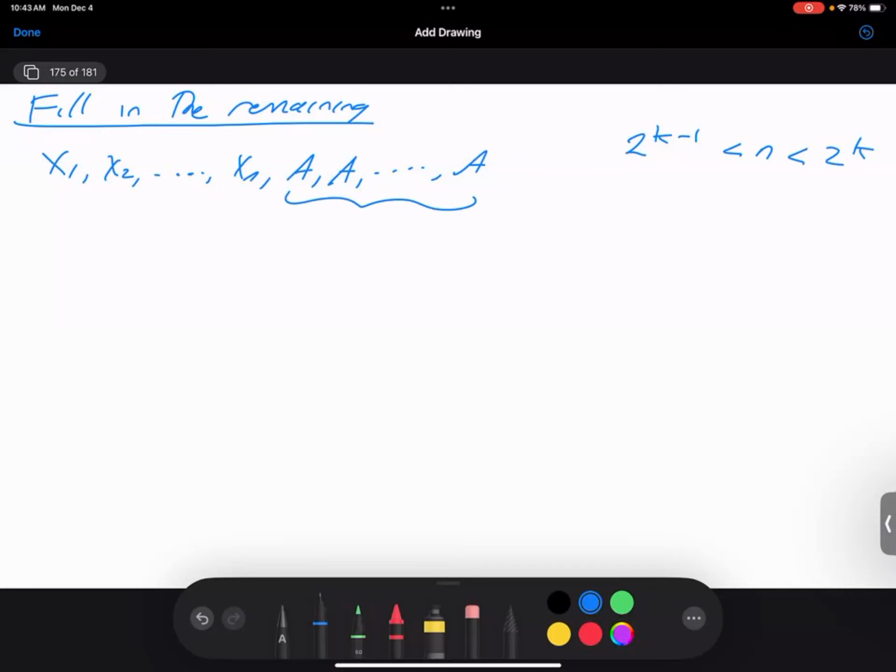So how many times do I have to add a? How many items do I want to have at the end of the day? 2 to the k. I start off with n objects. I've got to get up to 2 to the k objects. So how many objects do I need to add? 2 to the k minus n. Now the arithmetic mean is going to be x1 plus x2 plus xn plus 2 to the k minus n times a, divided by 2 to the k.